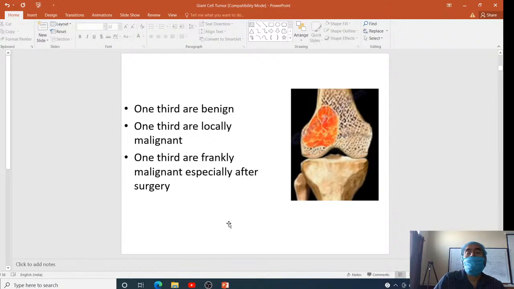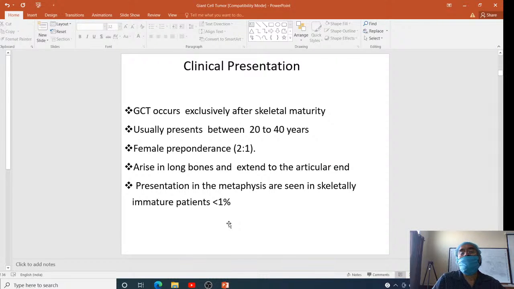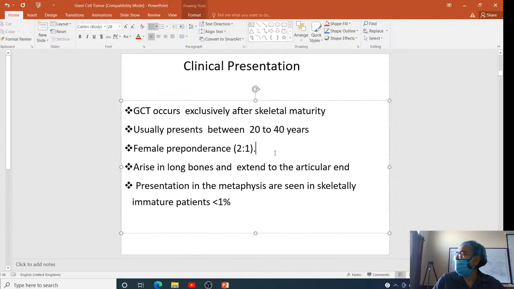That you should remember. Coming to the clinical presentation, as we have already seen, most commonly seen after skeletal maturity. So once that barrier, that growth plate, is fused, the growth epiphysis is fused with the metaphysis, the growth is complete, then that growth plate is gone. Then GCT makes its presence, at 20 to 40 years. See, usually most of the epiphyses fuse around 20 to 21. That's when the growth stops.